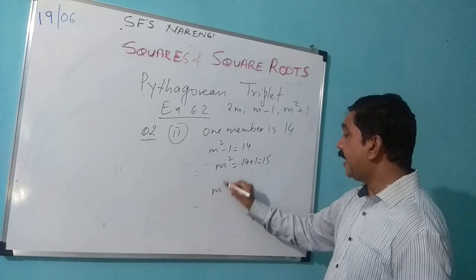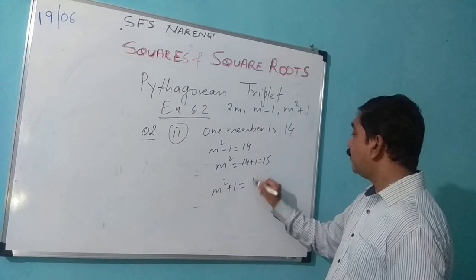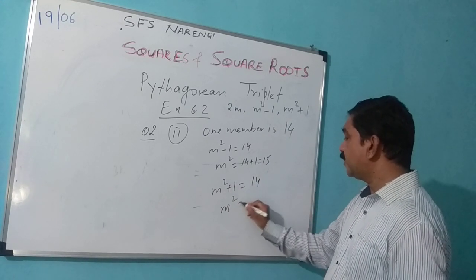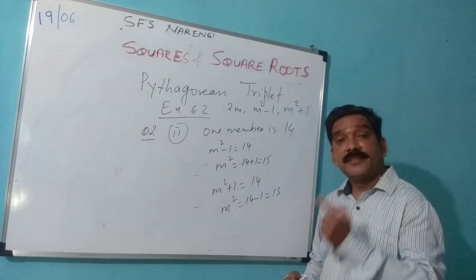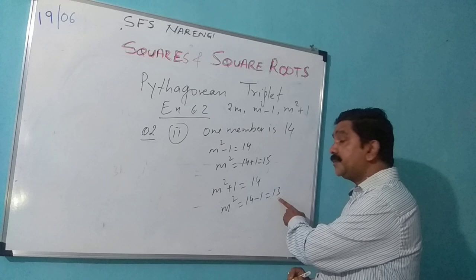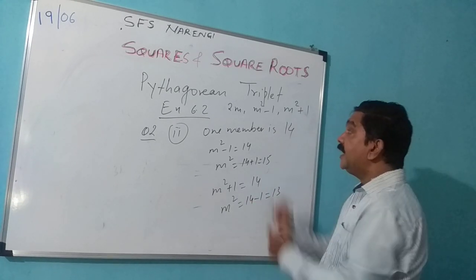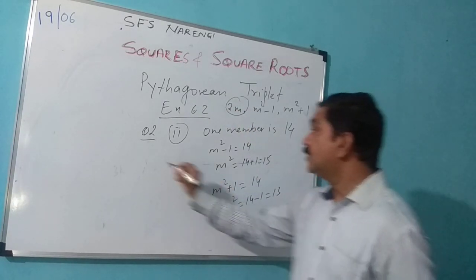Let me see, m square plus 1 is equal to 14. What will I get? I will get m square is equal to 14 minus 1, that is 13. Again, there is no number whose square will give me 13. So I cannot take this either. Let us go for this.